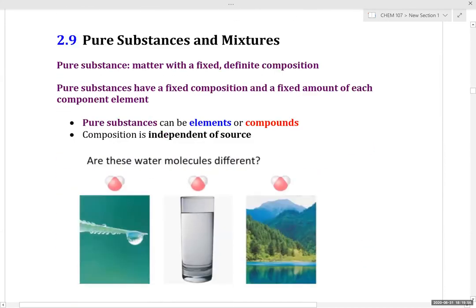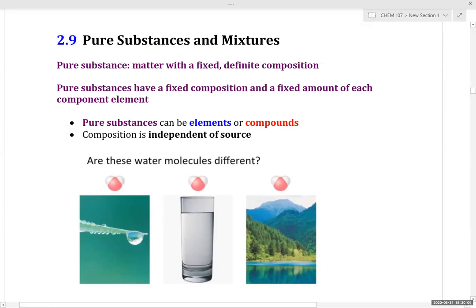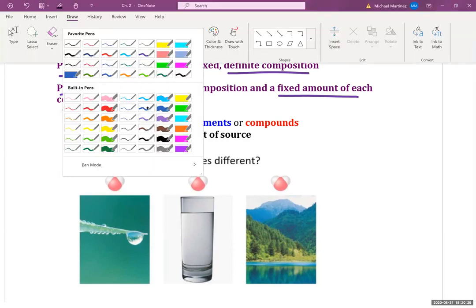So let's now talk a little bit about pure substances and mixtures. We use the word pure substance. What does that mean? Well, a pure substance, quite simply, is matter with a fixed, definite composition. So what do I mean by fixed and definite composition? Well, pure substances have a fixed amount of each component element. So pure substances can be either elements or compounds.